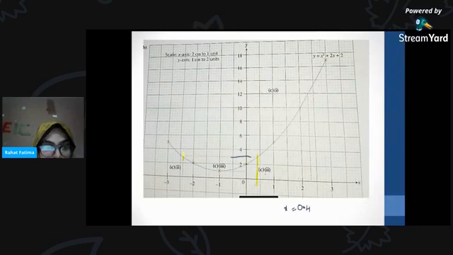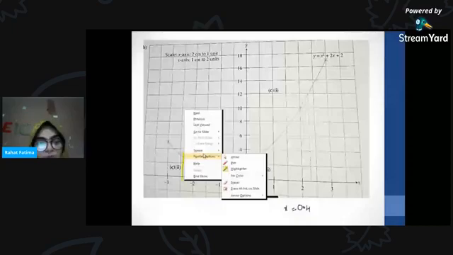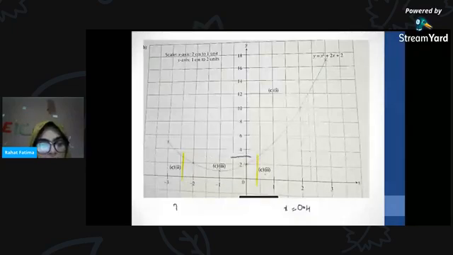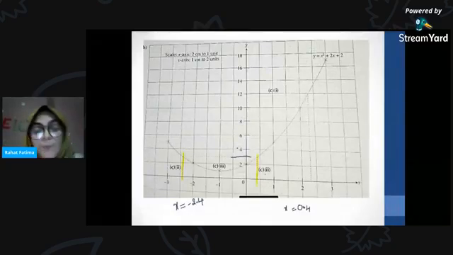2.4. It's not only 2.4, it's actually minus 2.4. So my value of x over here is minus 2.4. So here for y equals 3, I have two x values. I have positive 0.4 and I have x equals minus 2.4.